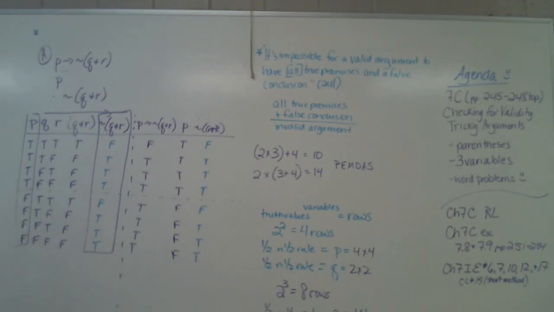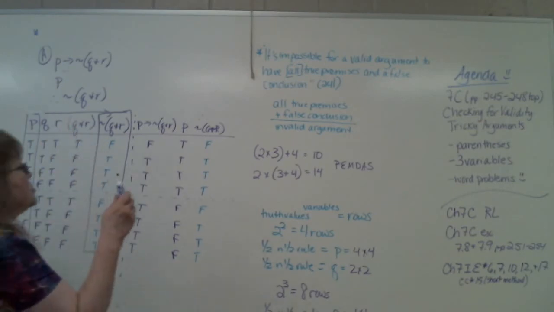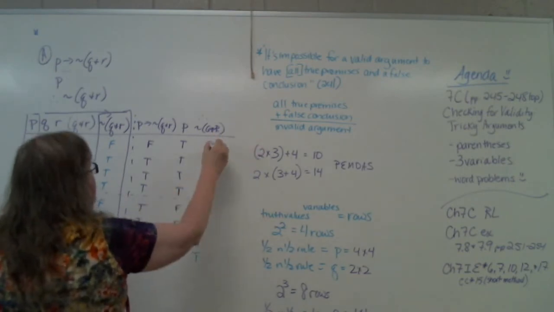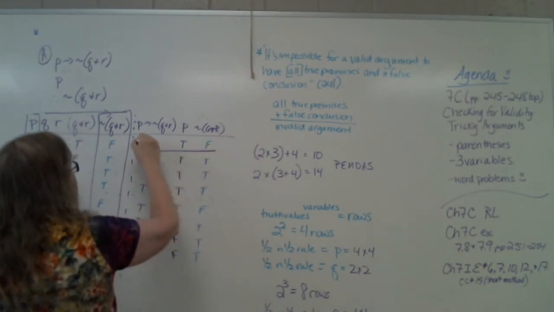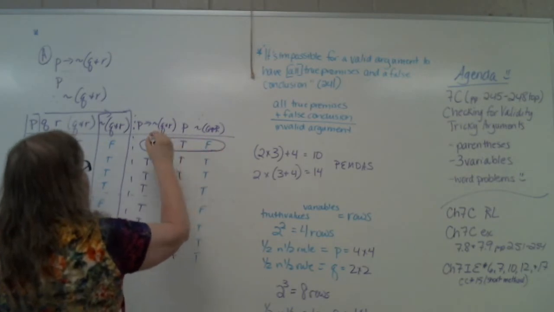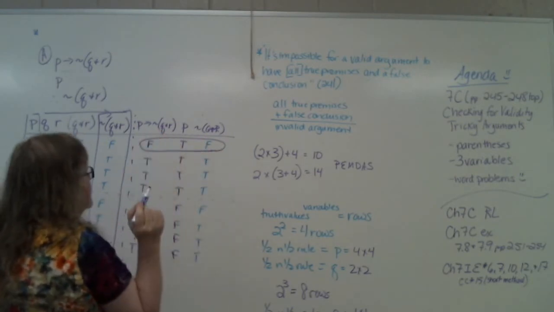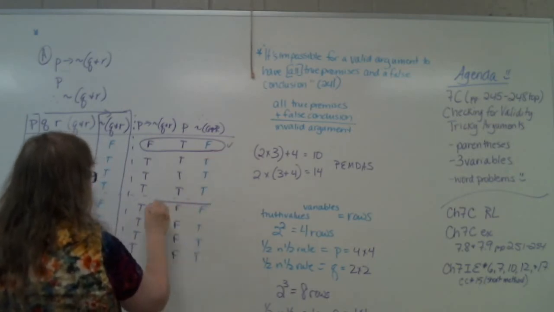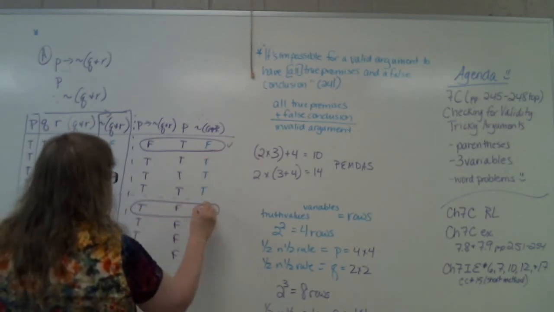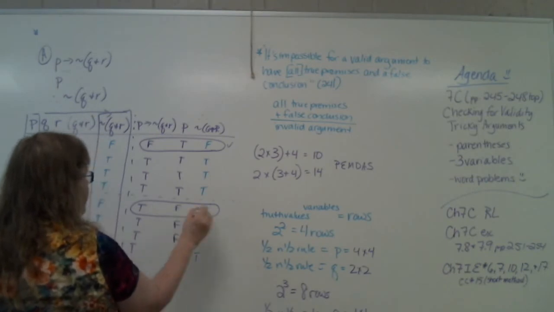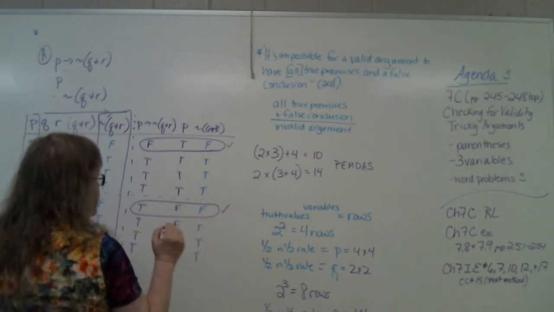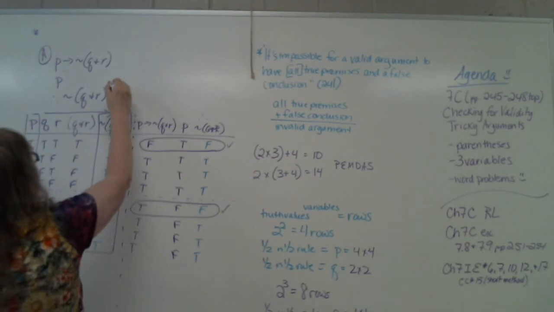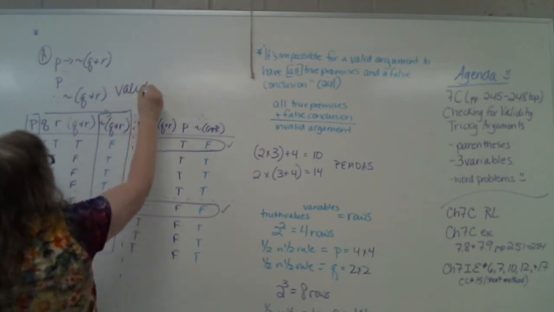So now we have to check for validity. Once we've got it all done, then we check for validity, and we're going to check by looking for false conclusions. Here's one. And I have one false premise as well, so that's okay. Here's my other false conclusion. It also has one false premise, so both of these are fine, and this is a valid argument.